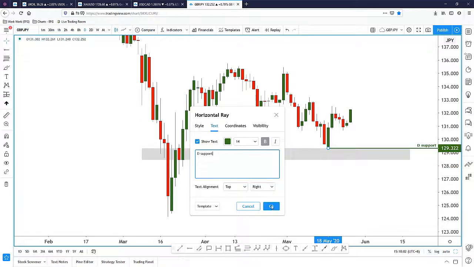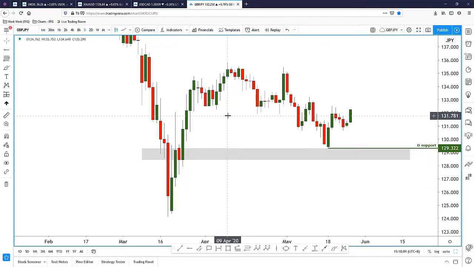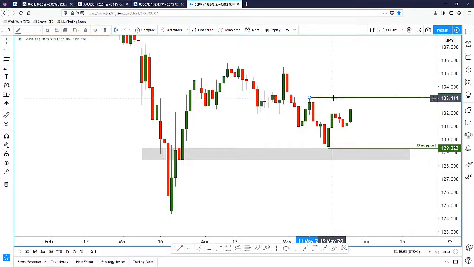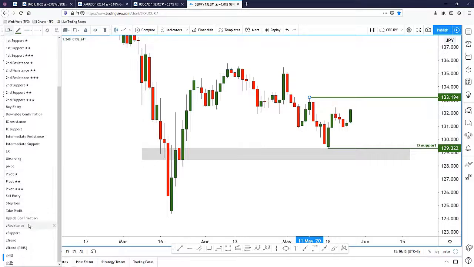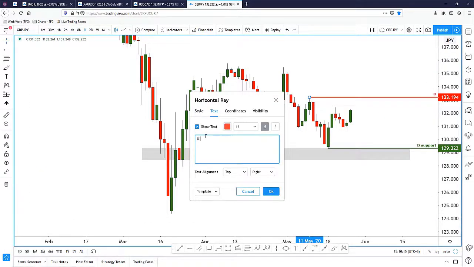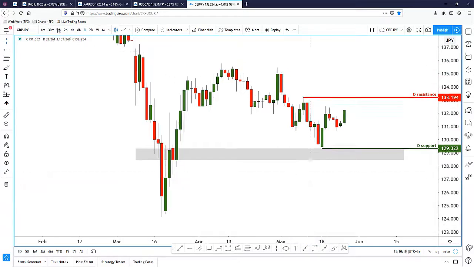Okay, so we have the daily support here. And as for resistance, okay, graphically, I'll put the resistance at this level here. So now we have daily resistance and daily support. Let's go down to the 4 hours.